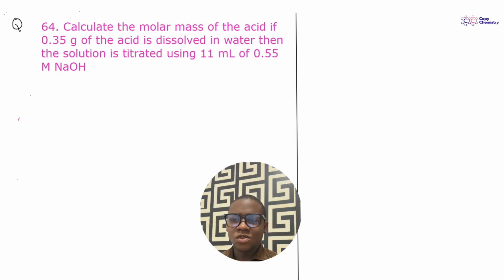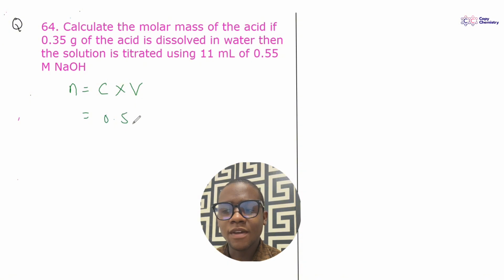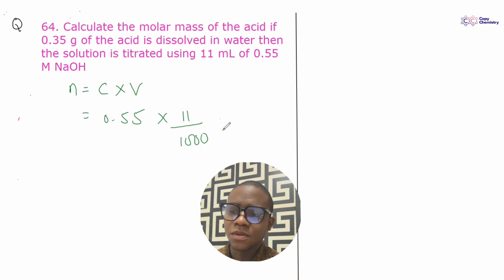it just means that you can get the number of moles of base that you are using here, because we already know that number of moles is equal to concentration times volume, okay? So stay with me here. 0.55 is our concentration in molar. It means that our volume must be in liters. So if I have 11, I must do this divided by 1000.